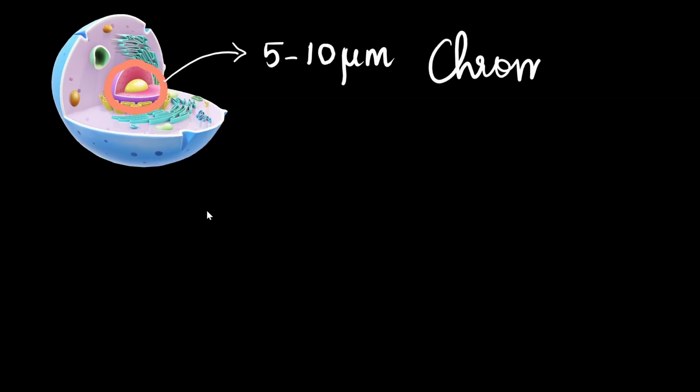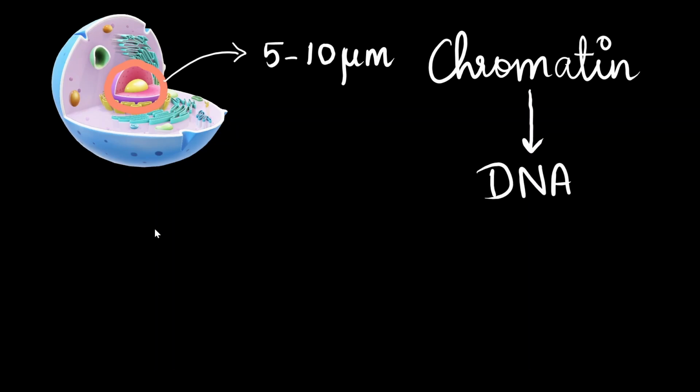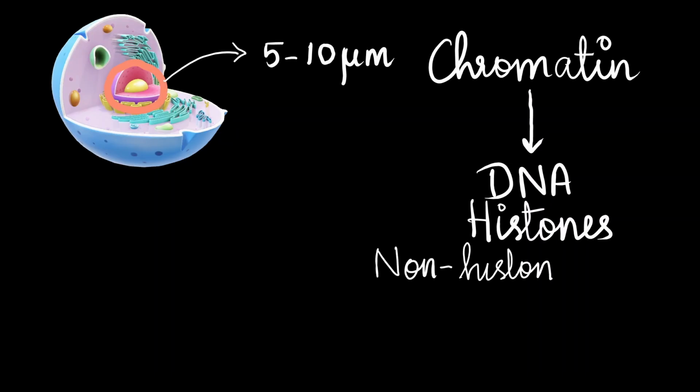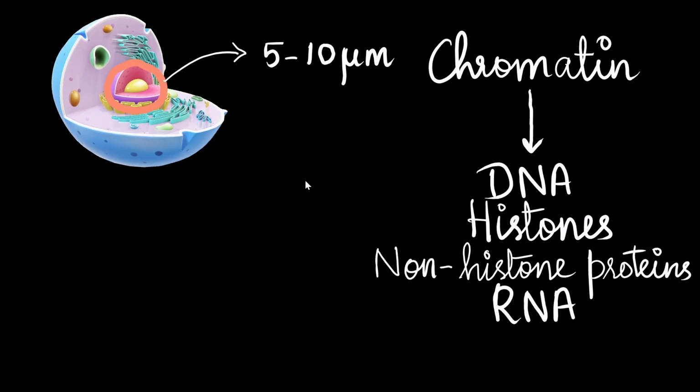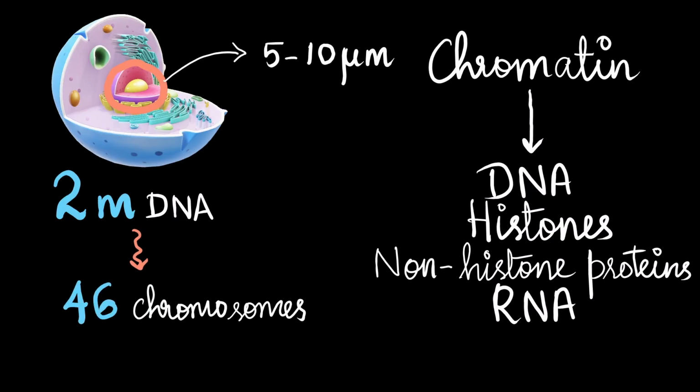Chromatin is not just DNA. They also have specialized proteins like histones. Histones are positively charged proteins that bind closely with the negatively charged DNA. We also have non-histone proteins as well as RNA. All these components help the chromatin to be wrapped up nicely within the nucleus. How it does that, we will see in another video. The 2 meter long DNA within the nucleus is distributed among 46 chromosomes.